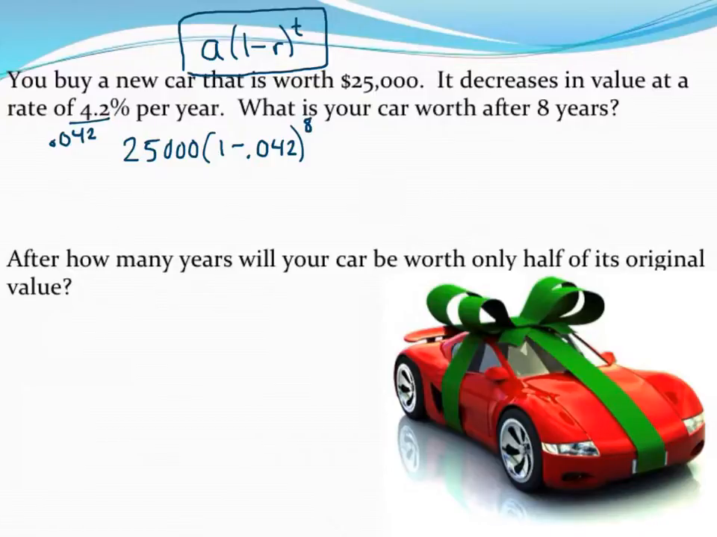Just type in the full thing exactly as it is. I don't really know what 1 minus 0.042 is, but I don't really care. Just type the whole thing in at once. If you type it in piece by piece, though, make sure you're doing the exponent before you multiply by 25,000. Exponents come before multiplying in order of operation. So just make sure that you're getting the same answer that I do, otherwise you're typing something in incorrectly.